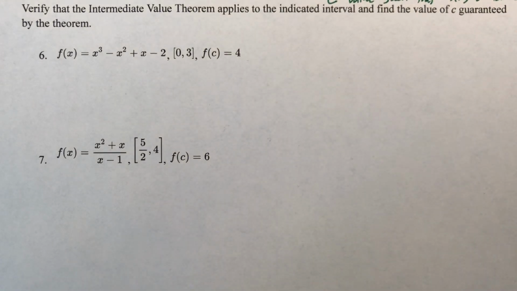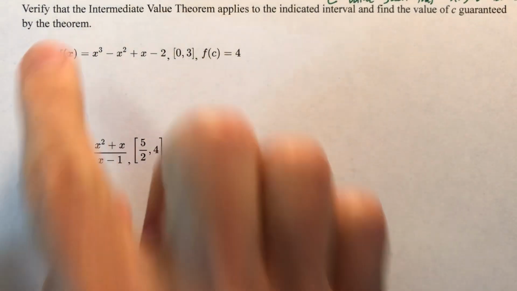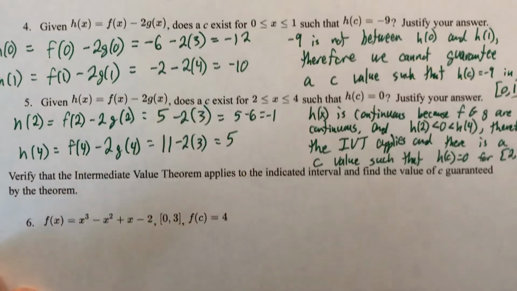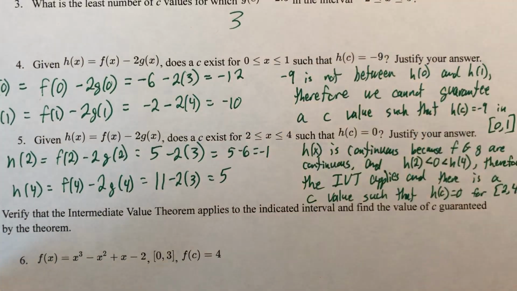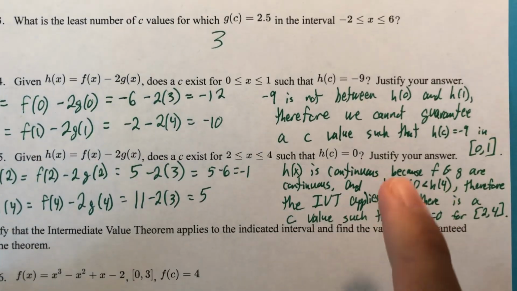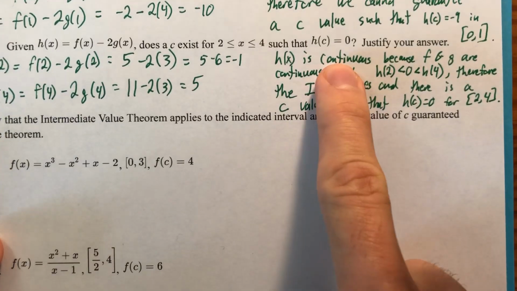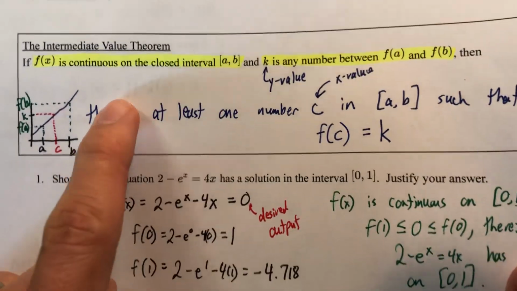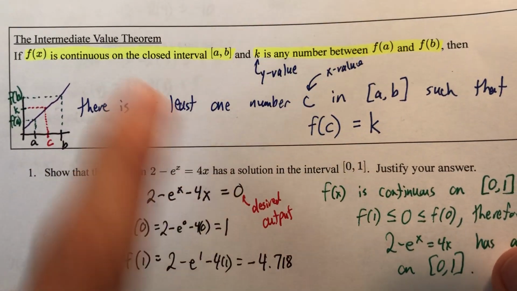We are going to verify that the intermediate value theorem applies to the indicated interval and find the value of C guaranteed by the theorem. So here's the difference. In the cases up here, we just had to say the intermediate value theorem applied, and here's why. It's continuous, it's between the two values, and again, this goes back to these two things that we highlighted here.